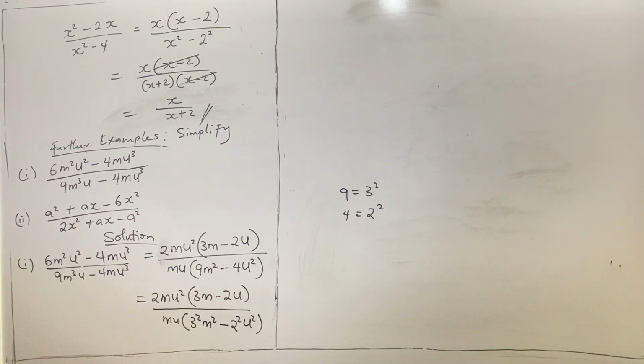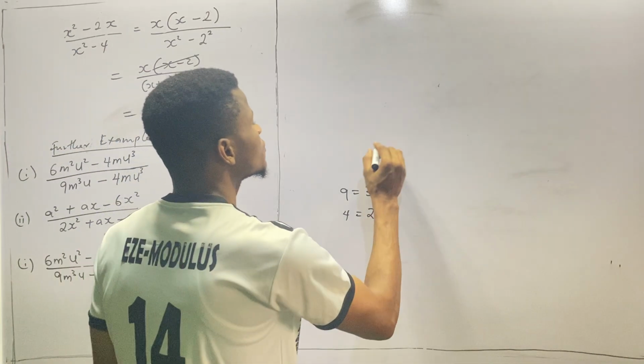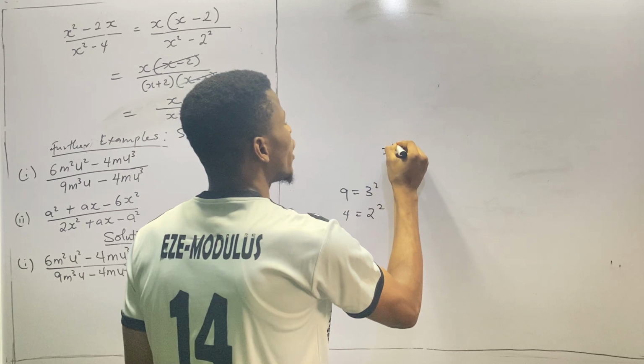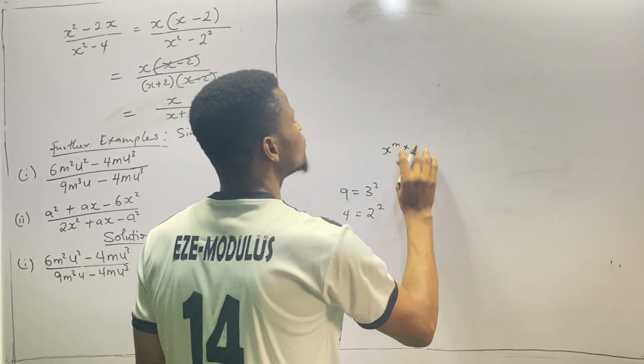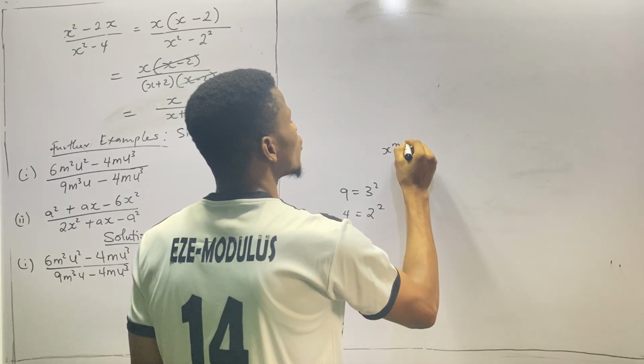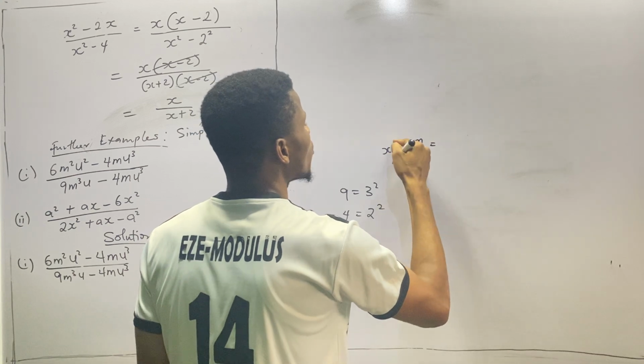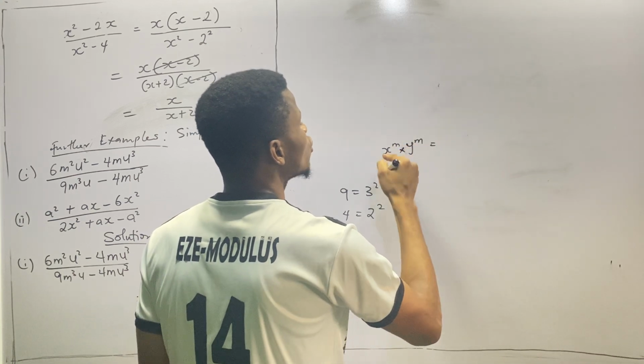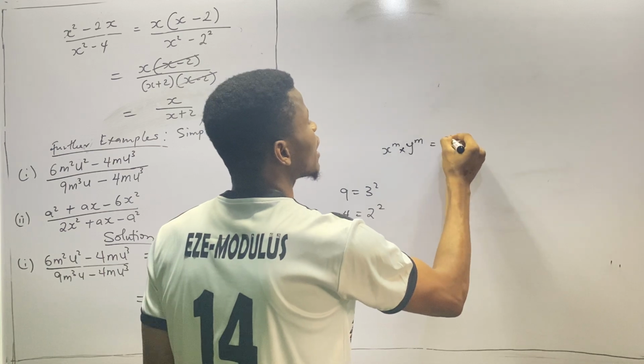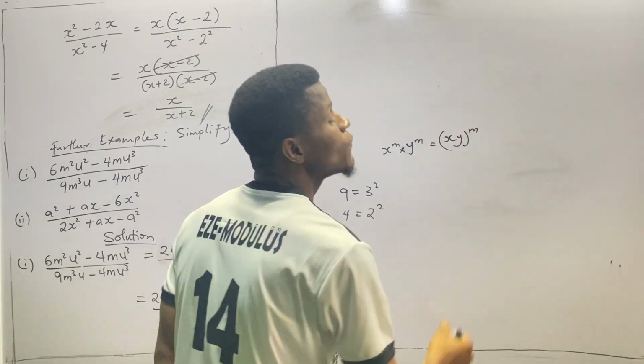All right. So remember, according to the law of indices, x raised to power m times y raised to power m, provided they have a common power and they are multiplying each other, we can factorize their power as xy all raised to power m. All right.